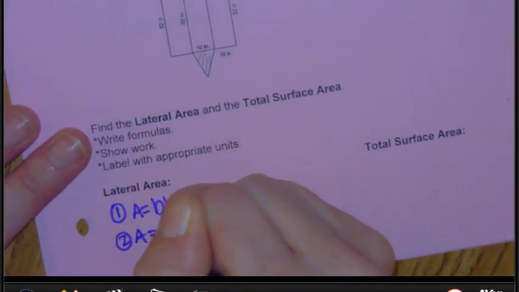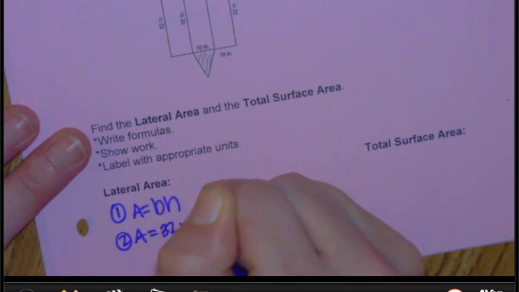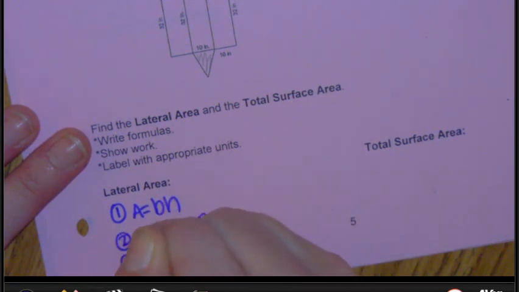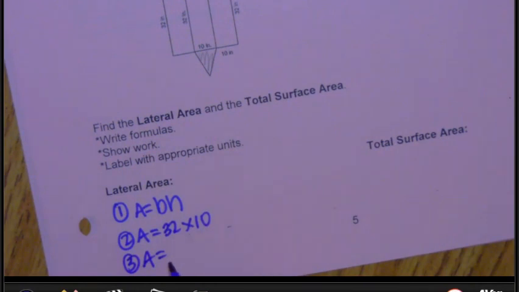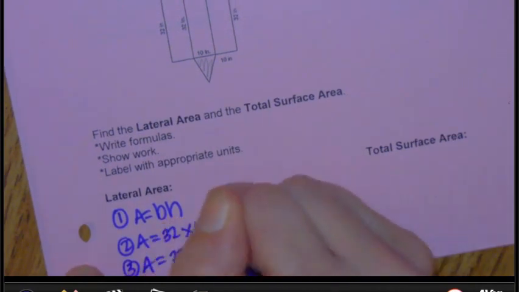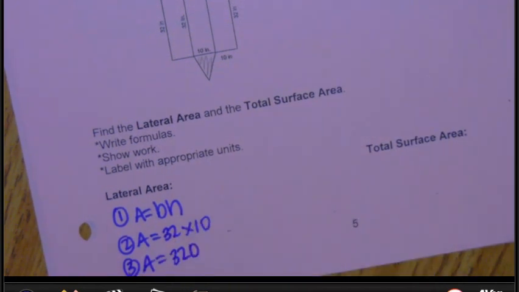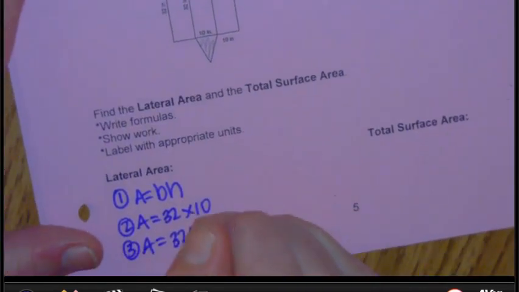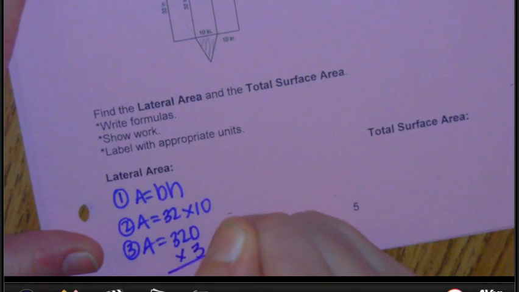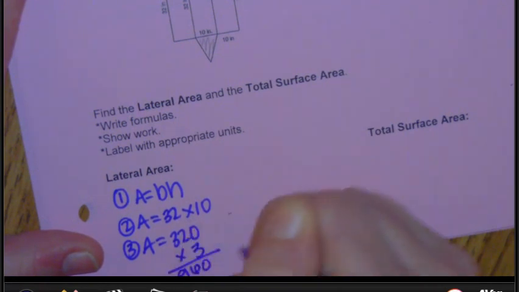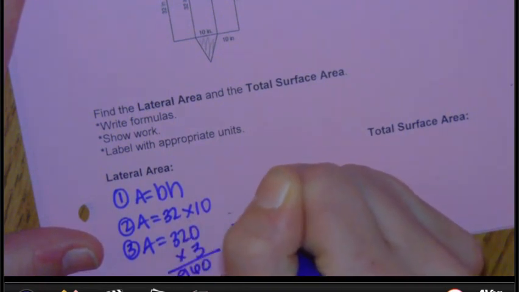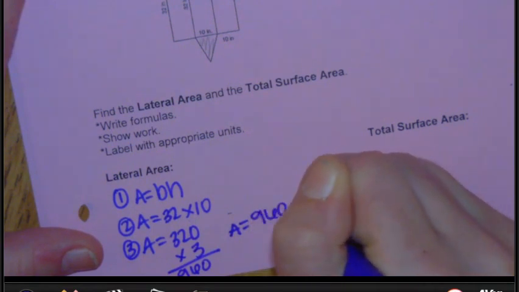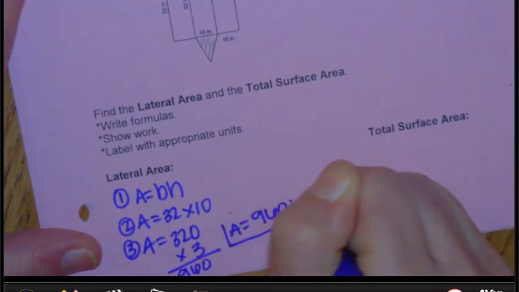Area is equal to 32 times 10. If you remember my tens trick, you do 32 times 1, which is 32, and then add the number of zeros you see. So your area is 320. Now, this is the area for 1 rectangle, and you have 3 rectangles total. So you're going to multiply this by 3, 0, 6, 9. So the lateral surface area is 960 inches squared.